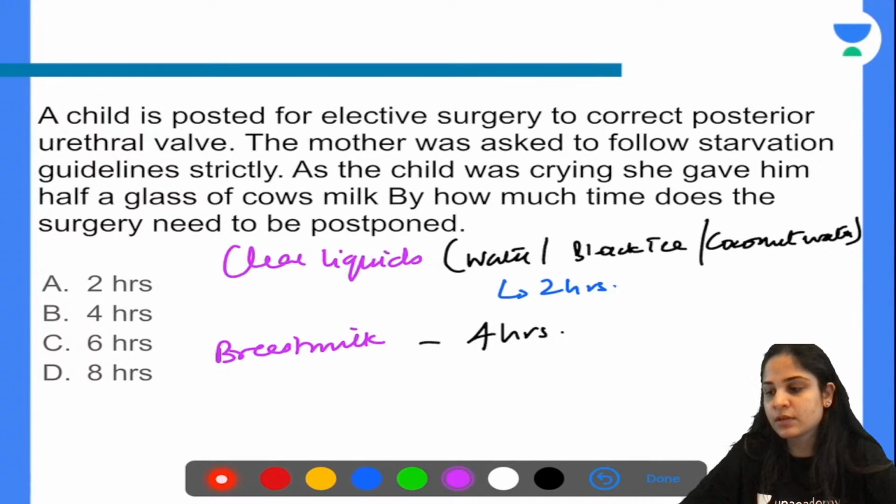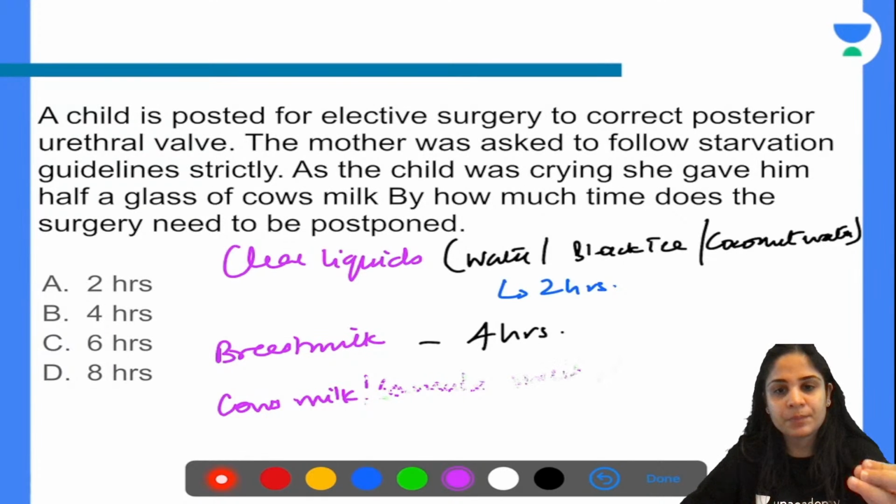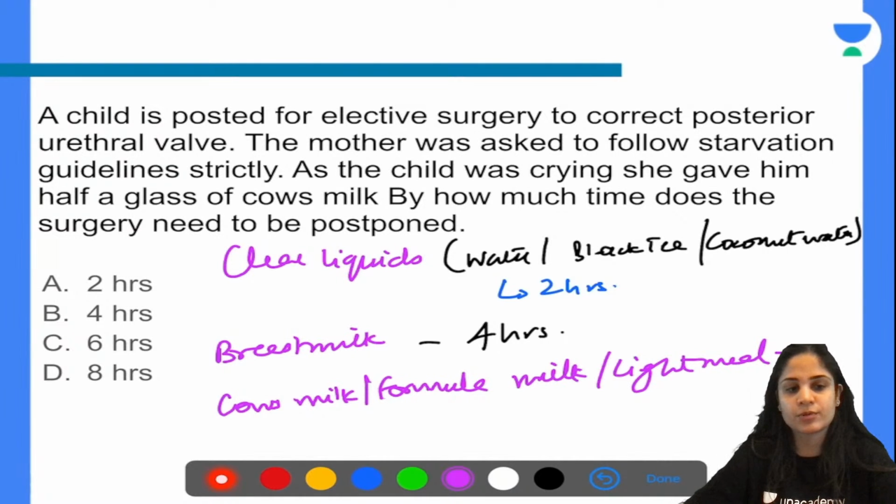We have cow's milk, formula milk, or a light meal. Now, what do you mean by a light meal? Light meal literally means nashta. So simple things like non-fatty plain biscuit, Mary biscuit, glucose biscuit along with tea, or if you want to have one khakra. So all that is a light meal. You can have this up to 6 hours before the surgery.